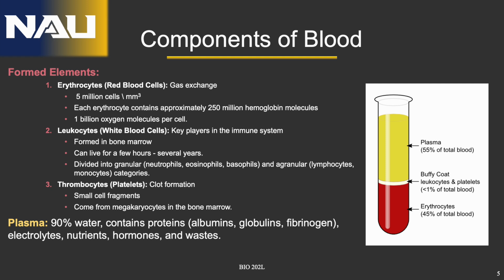Lastly, we have the plasma. The plasma is mostly made of water, about 90% water. The other things in the plasma are proteins like albumins, globulins, and fibrinogens, but there are also electrolytes, some nutrients, and hormones. Remember from last lecture? Yes, there are hormones in the blood, and they're actually in the plasma. There's also waste in the plasma, and we'll talk about that in later lectures as well.